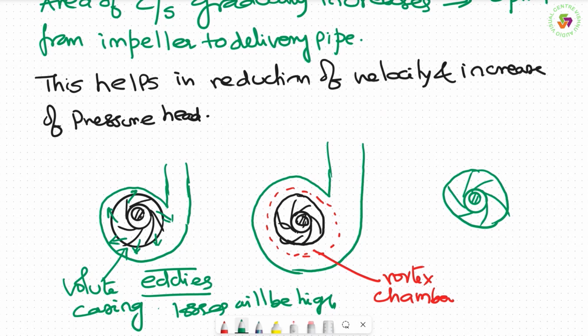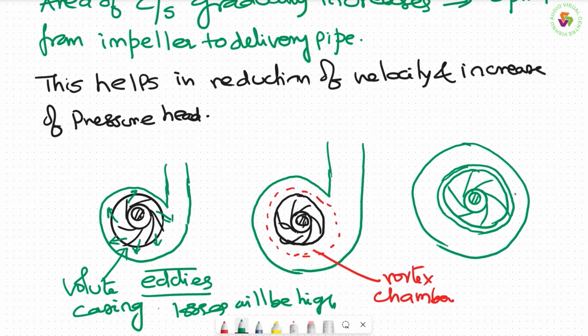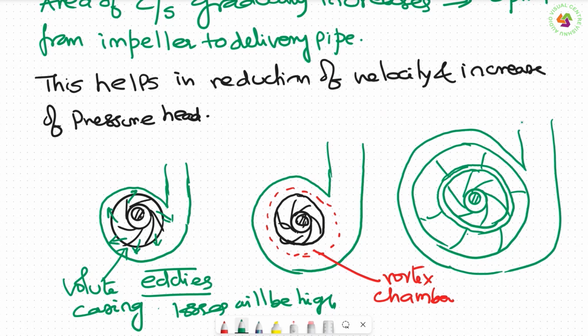Because of the turbine terminology, we should forget it. The rotating element in the case of a pump is the impeller. Here, surrounding the impeller, we will have the guide blades, right? And then over it, you have the casing.